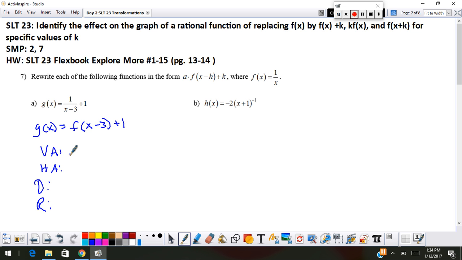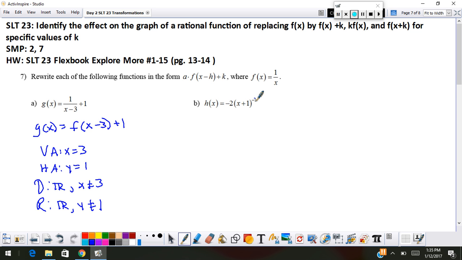So for today, we know we have a vertical asymptote at x equals 3 because the graph goes to the right 3. And horizontal asymptote is going to be up 1, so it's going to be y equals 1. That means our domain is going to be all real numbers, x cannot equal 3, and the range will be all real numbers, y cannot equal 1.